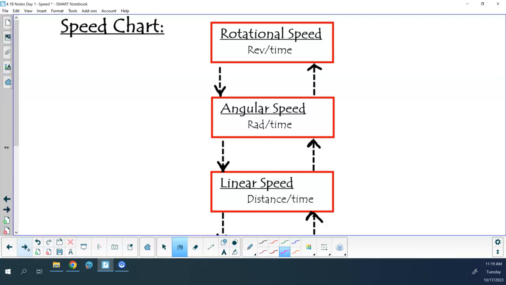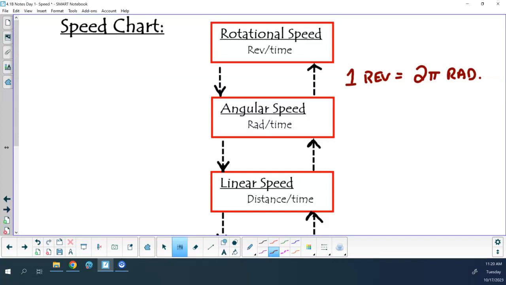So the conversion that you're going to want to have memorized, if you're going from rotational to angular, or from angular to rotation, is that 1 revolution is the same as 2 pi radians. Depending on which way you're going is going to depend on if it's 2 pi radians over 1 revolution, or 1 revolution over 2 pi radians, depending on which way on the speed chart you are going.